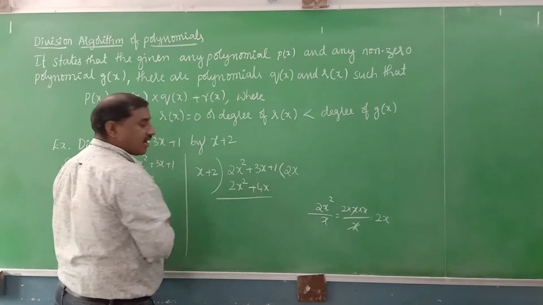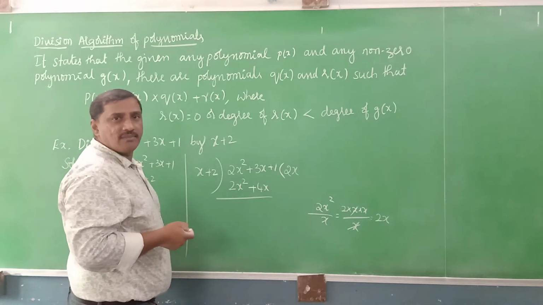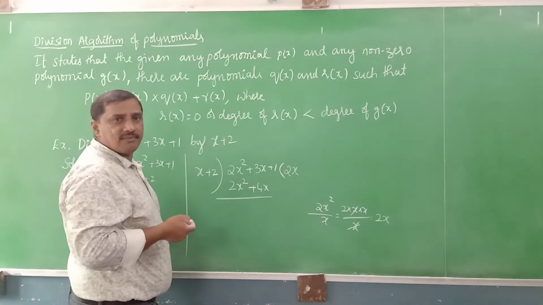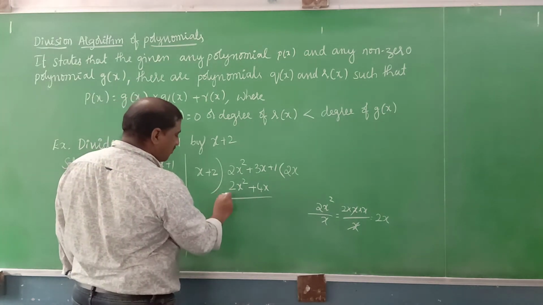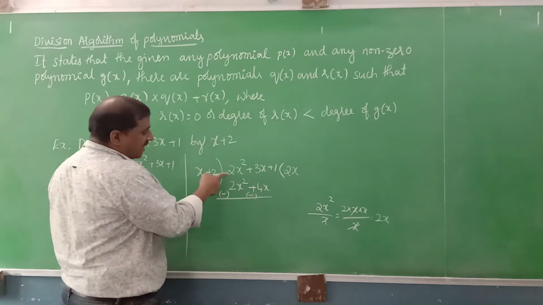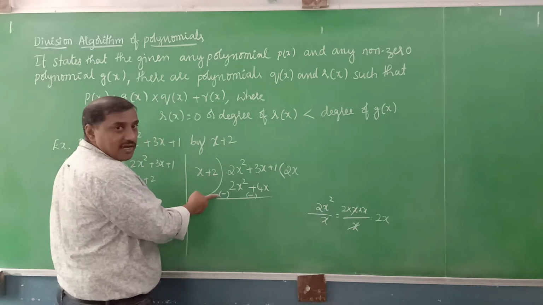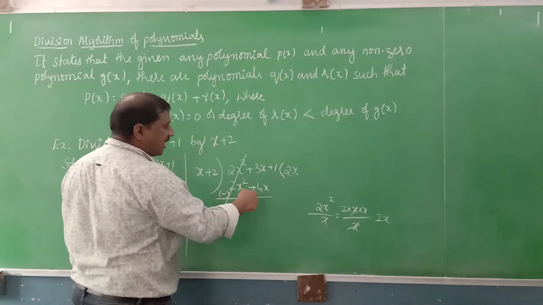Now we need to subtract this. While you are subtracting, what to do? We have to change the arithmetic signs. So what are the arithmetic signs here? This is plus, we get minus, and this is plus, we get minus. Now plus 2x square minus 2x square, both will be cancelled, you get 0. Then plus 3x minus 4x.